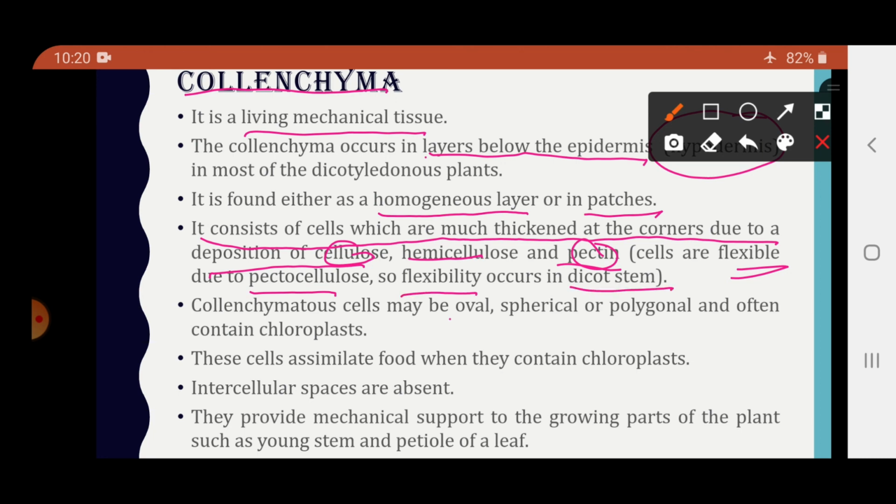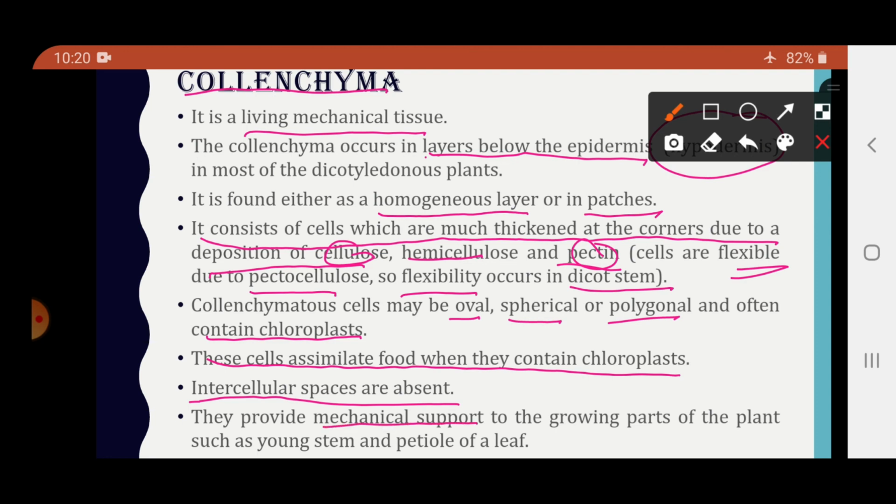When we talk about their shape, it may be oval, spherical or polygonal and they may often contain the chloroplast. अगर chloroplast कोलेनकाइमा cells में होते हैं तो वो photosynthesis का काम कर सकता है. These cells assimilate food when they contain the chloroplast. So if they contain chloroplast, they will carry out photosynthesis and prepare the food. Intercellular spaces are absent, यानी the cells are compactly arranged.